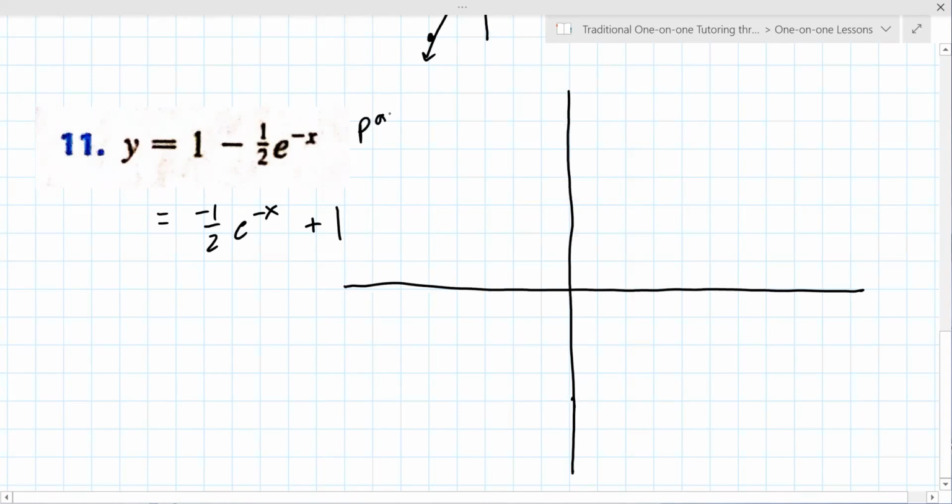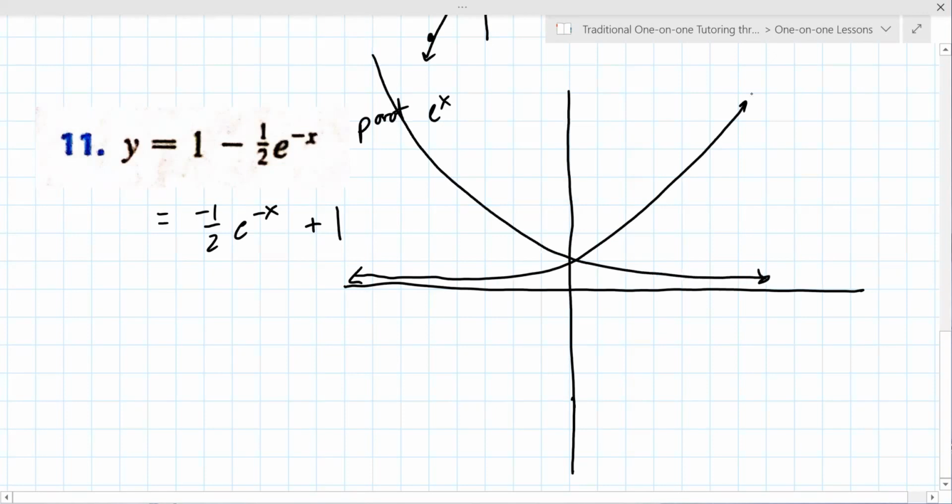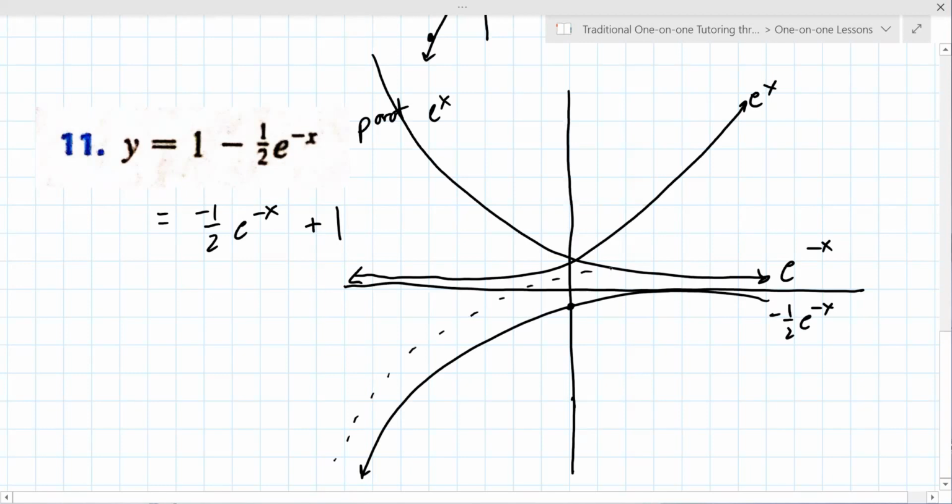So your parent function is e to the x. So your e to the x looks like this. E to the -x does this. So this is e to the x, this is e to the -x. So we've taken care of that. The negative flips it. So this is -1/2 e to the -x. The -1/2 also does something to it, but that's not very important. But then the +1 shifts the whole thing up 1. It moves everything up one point.